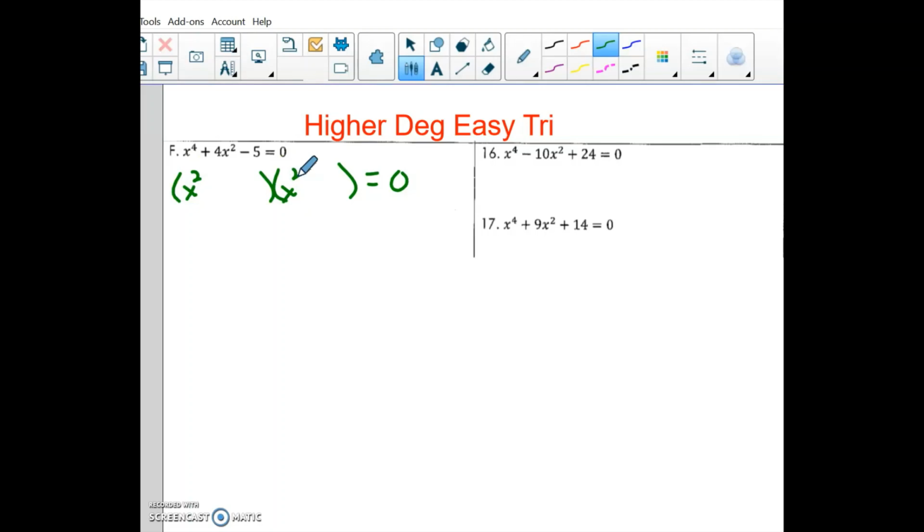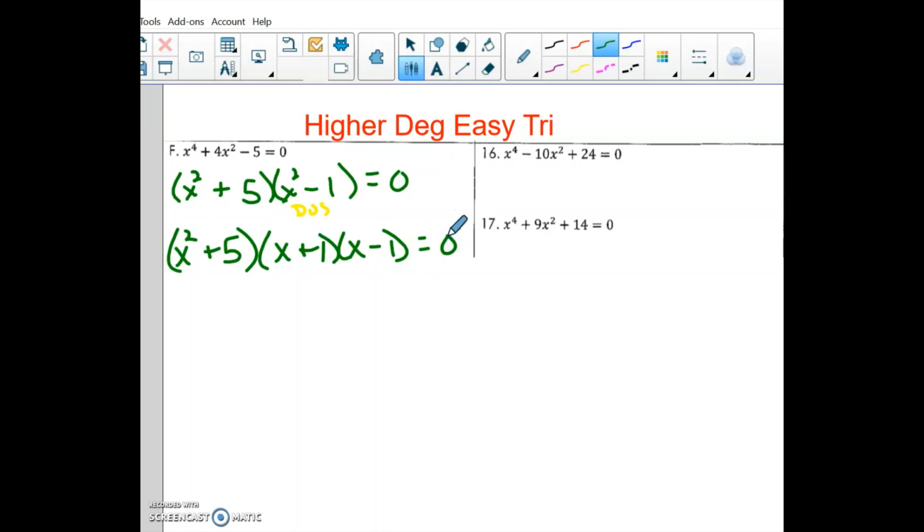We multiply to get 5. We have a positive 5 and a negative 1. Now, a deeper look into this problem shows us that we have difference of squares. So we can continue to factor this. x squared plus 5, x plus 1, x minus 1 equal to 0. These three factors now need to be solved.